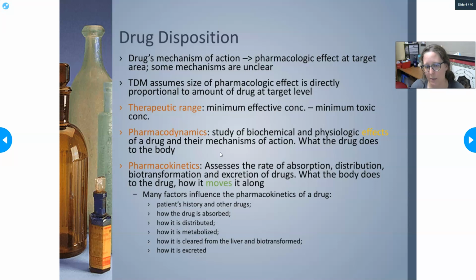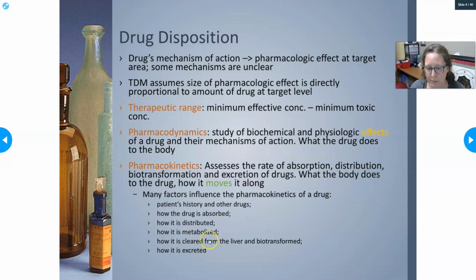So there's things, for example, the patient's history, and if they're taking other drugs, so that could affect absorption, distribution. It could affect biotransformation if they're being detoxified by the same types of enzymes. And how the drug is absorbed also can directly affect the pharmacokinetics, as in, is this something that would be orally taken? Is it inhaled? Is it topical? Is it injected? Like, what's the difference there?